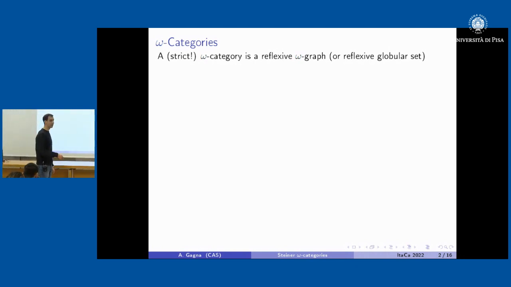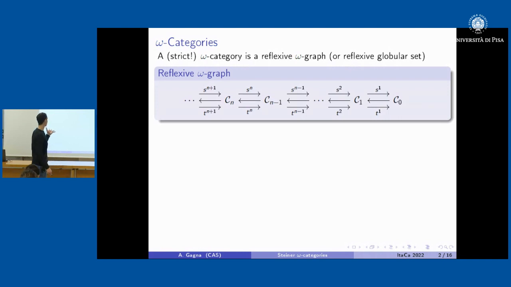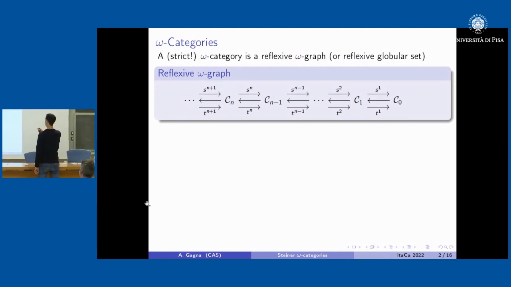It's a reflective omega graph. So a gadget like this, we have objects, one arrow, n minus one arrow, n arrow, all the way up. We have sources, targets, and identities. And some axioms like the target of the target is the target of the source. Think about the two cell. And some axioms about the identity, etc.